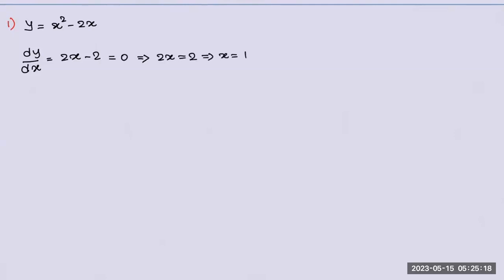At x equal to 1, it will go for either maxima or minima. We can't conclude with this. Now you have to conclude by doing double differentiation. d square y by dx square is the differentiation of 2x minus 2. What is the differentiation of 2x minus 2? Plus 2. Because it is plus 2, the answer is positive. Positive means minima. We can conclude these things.